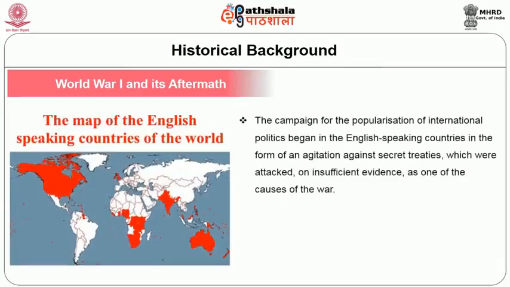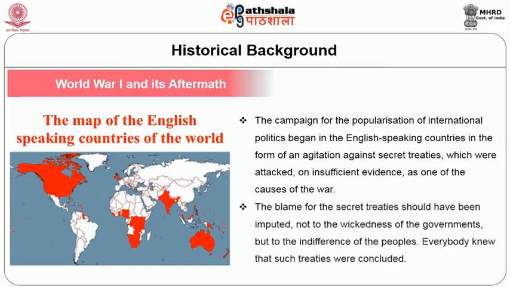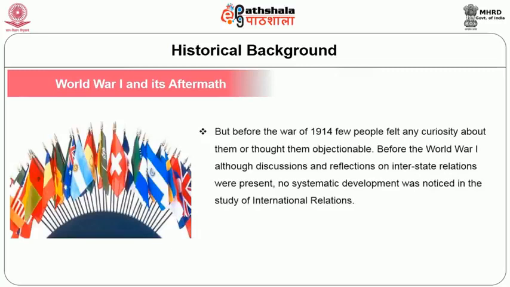The campaign for the popularization of international politics began in English-speaking countries in the form of an agitation against secret treaties which were attacked on insufficient evidence as one of the causes of the war. The blame for secret treaties should have been imputed not to the wickedness of the governments but to the indifference of the people. Everybody knew that such treaties were concluded. But before the War of 1914, few people felt any curiosity about them or thought them to be objectionable.